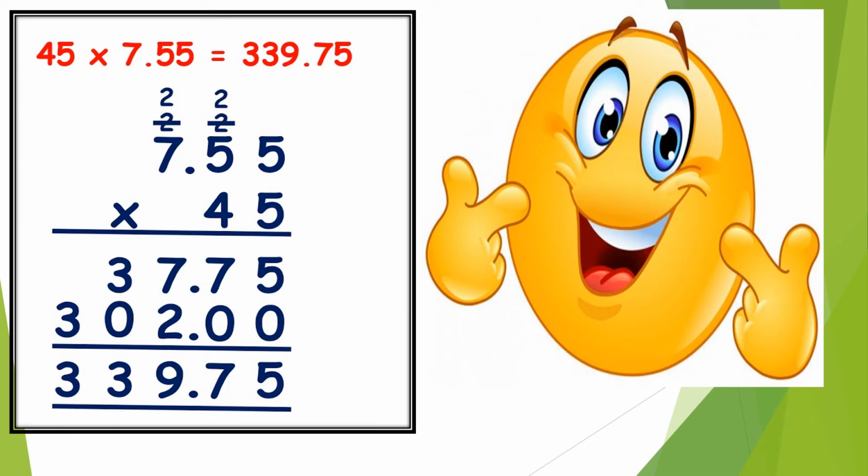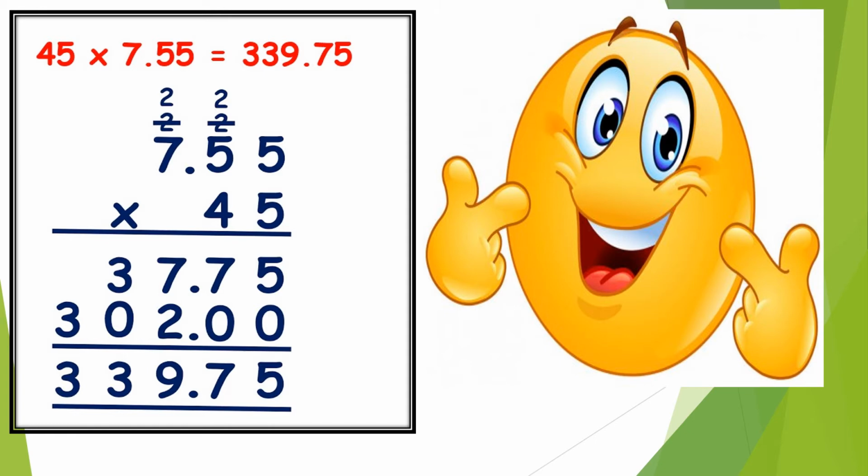So 5 fives are 25, 5 carry 2. 5 fives are 25 plus 2 is 27, 7 carry 2. 5 sevens are 35 and carry 2 is 37. Once the work is over, you can just cancel these two. Now you multiply the tens digit. The tens digit here is 4. So you will multiply 4 and 7.55.